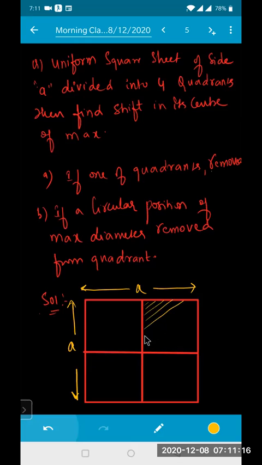Any one quadrant I am removing. Now the center of mass of this removed part will be right here. Since all the sides are the same, this will become a by 2 root 2. How did this come? The angle is 45, so this side is a by 2, isn't it? From the center to this point in the square, the distance will be equal to a by 2 root 2.